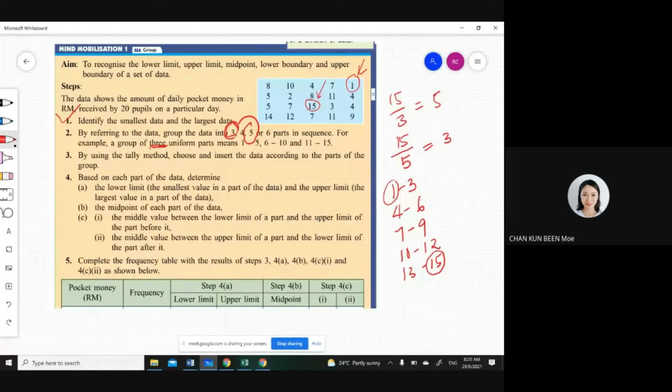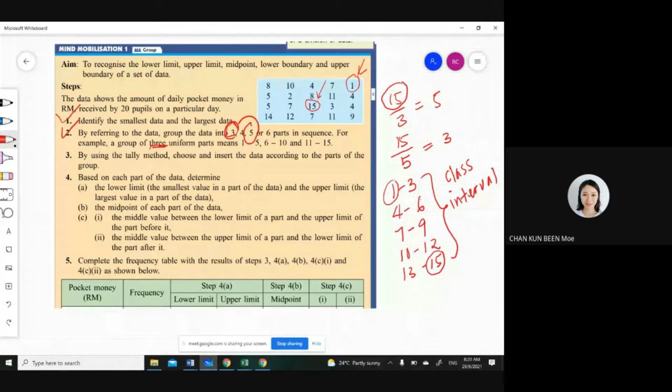Okay, so do you have any problem in forming the class interval? No. You just need to divide the largest value by the number of class intervals required. So we call this the class interval. Okay, so second one done.